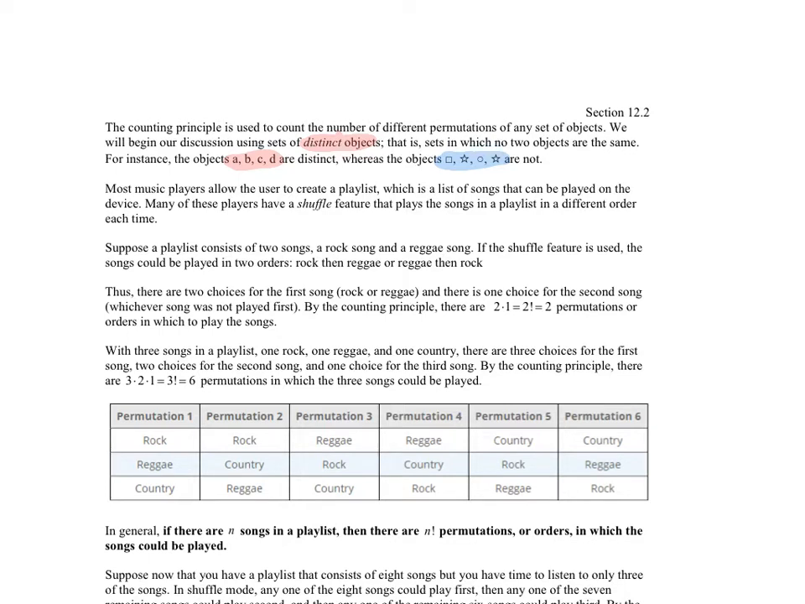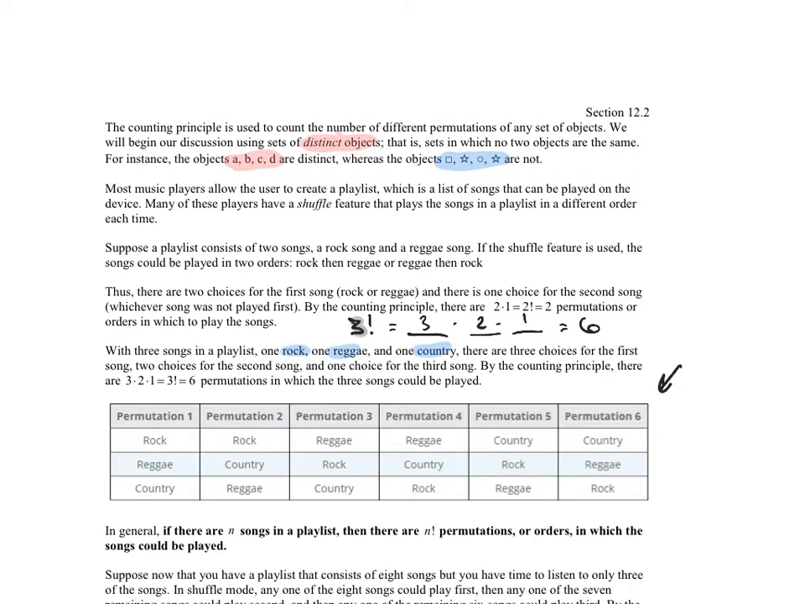What the next part's discussing is, what if you had 3 songs and you could play those songs in any order? So they chose 3 different songs: a rock song, a reggae song, and a country song. There's 3 objects, so there should be 3 factorial ways of doing it. Or you could have looked at it as 3 blanks. You have 3 songs for the first, 2 choices for the second, 1 for the third, which is a total of 6 different ways. So what they did in this next chart is they showed you the 6 different ways you could play a rock, reggae, and country song.